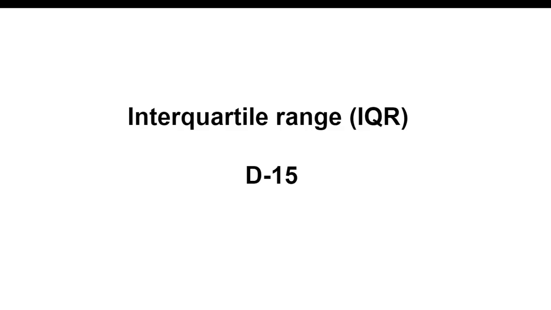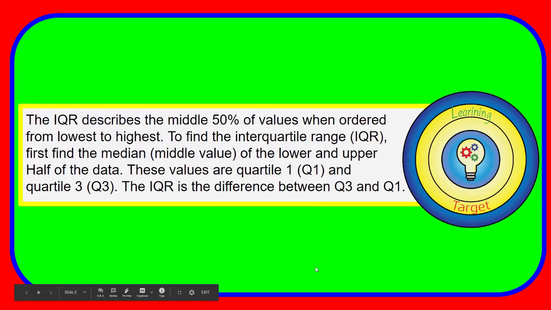Today let's talk about the interquartile range. Lots of times we call that the IQR. The IQR describes the middle 50% of values when ordered from lowest to highest.